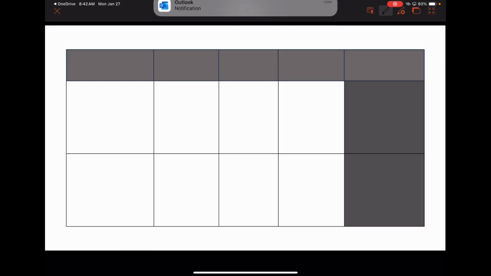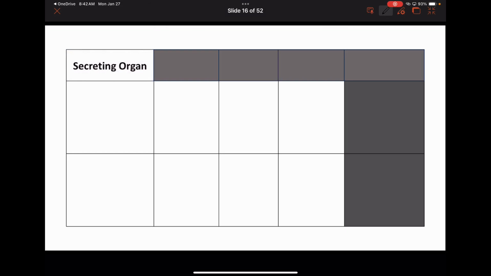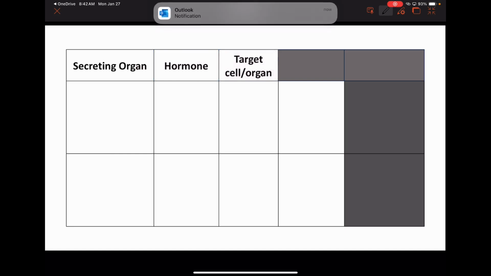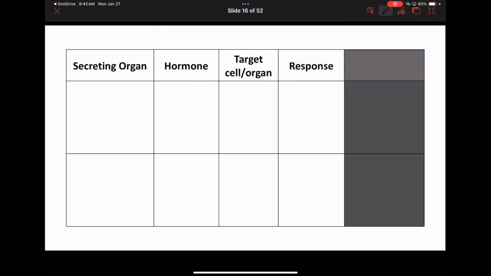Okay, so for every hormone that we talk about, you want to make sure that you know the secreting organ for that hormone. So which organ is actually producing the hormone? Obviously the hormone name, the target cell or organ of that hormone, and then the response of that target cell. So those are the things that you should be thinking about when studying every single hormone. Make sure you know these things for every hormone that we talk about. And then we'll talk about, as we go along, some homeostatic imbalances. What can go wrong when there's too much or too little of any of these particular hormones?